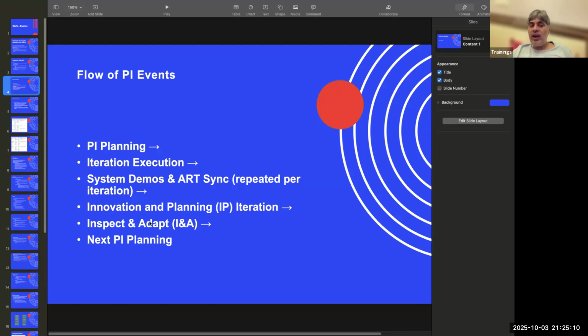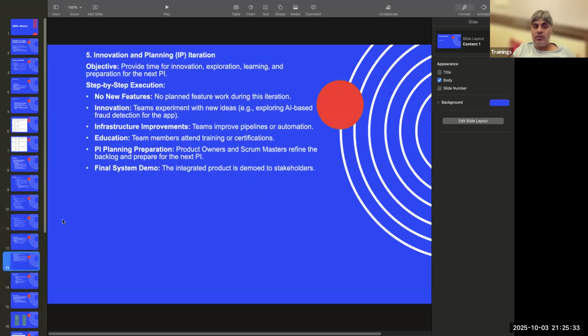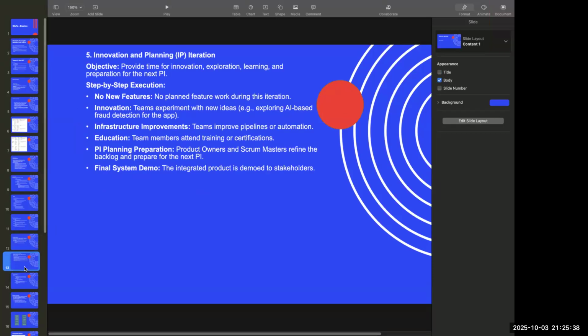Innovation and planning, inspect and adapt. What happens in innovation and planning? Can someone tell me? The last 2 events in the SAFe teams are innovation and planning and inspect and adapt, the IP and IA events. What happens in the IP event? Sir, in IP. You said, Deepak.